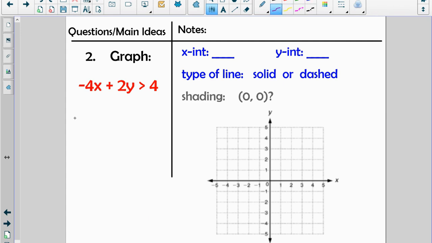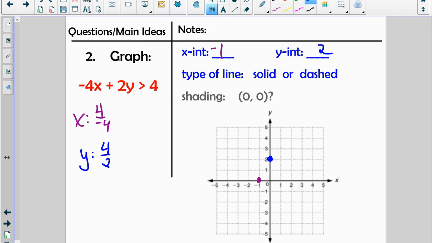So for my x-intercept, I want to take, again, 4 divided by the coefficient of x, so 4 divided by -4. That's just -1. My x-intercept is -1. I can plot that on my x-axis. For my y-intercept, I want to take 4 and divide it by the coefficient of y. So 4 divided by 2, which is just positive 2. My y-intercept is positive 2.